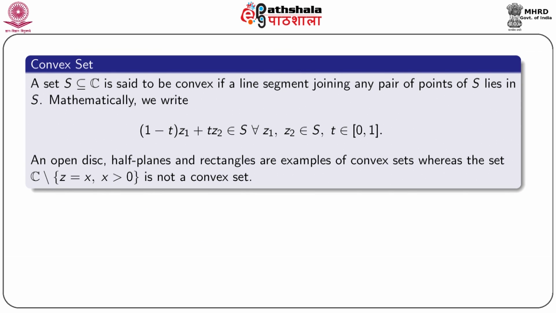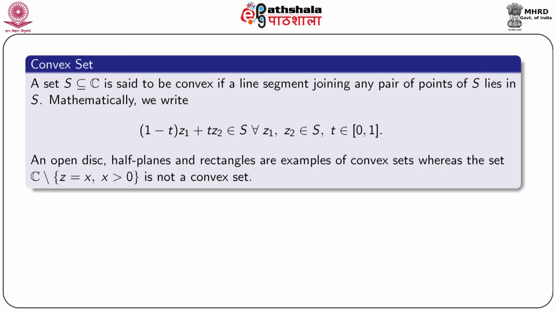Now we define convex set. A set S, subset of C, is said to be convex if the line segment joining any pair of points of S lies in the set S. Mathematically, we can write (1 minus t) Z1 plus t Z2 belongs to S whenever Z1, Z2 belong to S and t varies over the closed interval [0, 1].